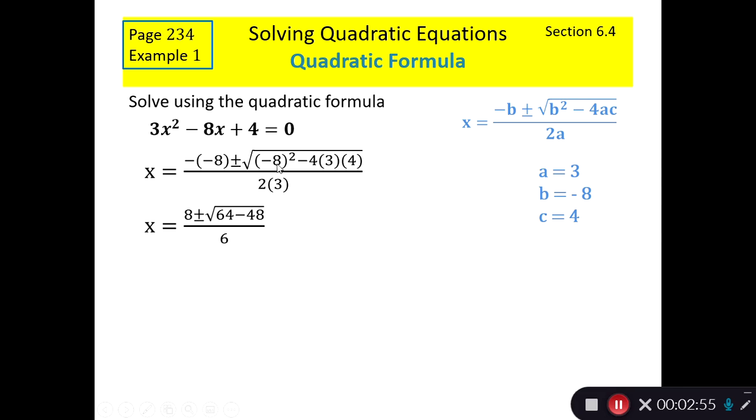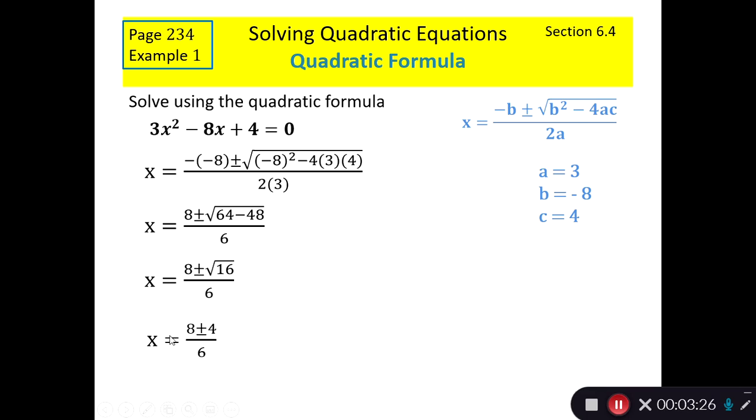So we have negative 8 squared is 64. A negative 4 times 3 times 4 is going to give us a negative 48. And 2 times 3 is 6. Finish what's underneath the radical symbol. So we have 8 plus or minus the square root of 16 over 6. Now we know the square root of 16 is 4. So we're going to write 8 plus or minus 4 over 6.